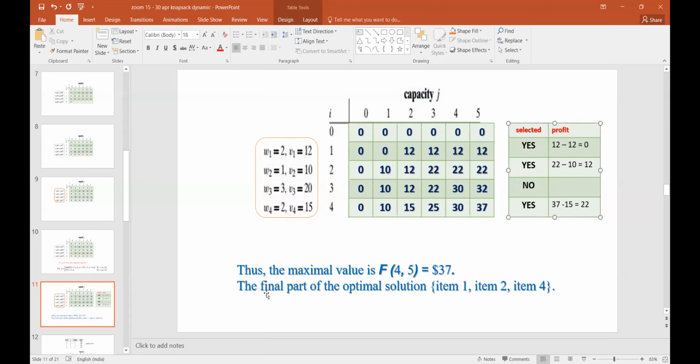Here, see the final part of the optimal solution is item 1, item 2, item 4, or object 1, object 2, object 4. What is the total profit? You can observe here in the last cell of the matrix, it is 37. 37 is the total profit, and these are the items selected, and this will be your answer.